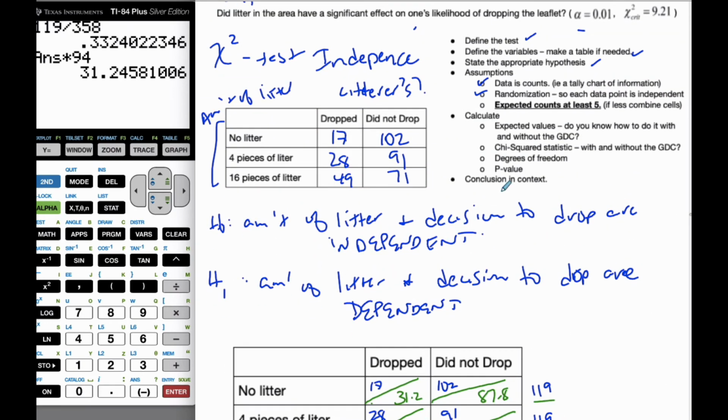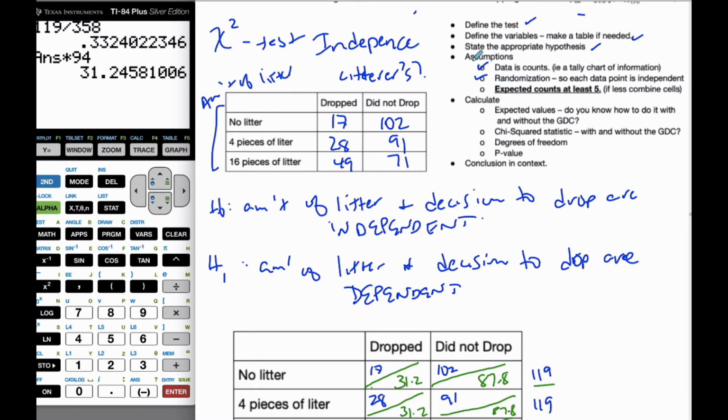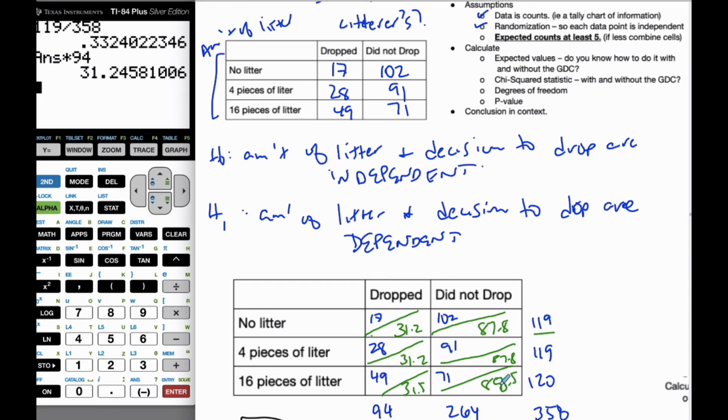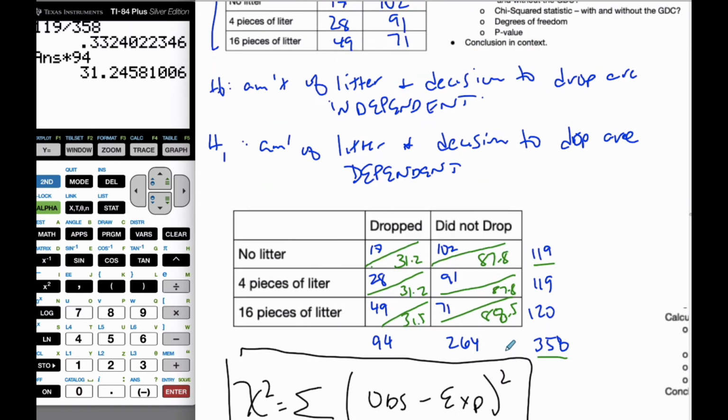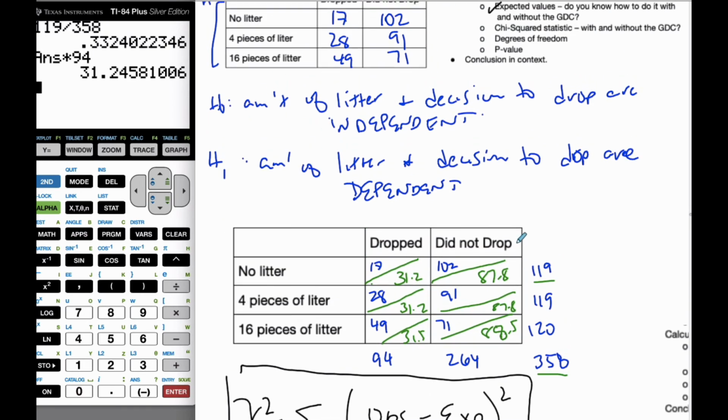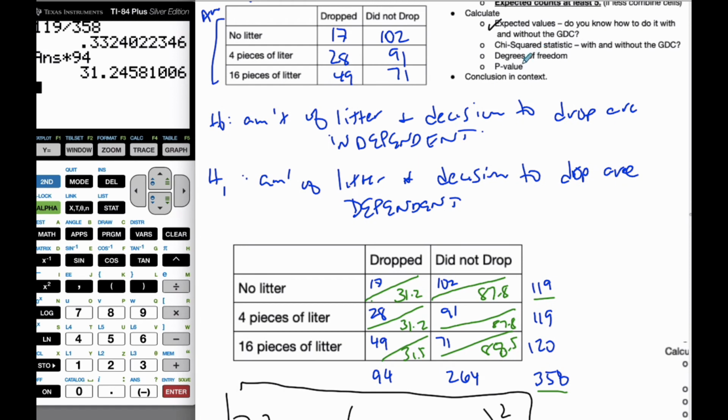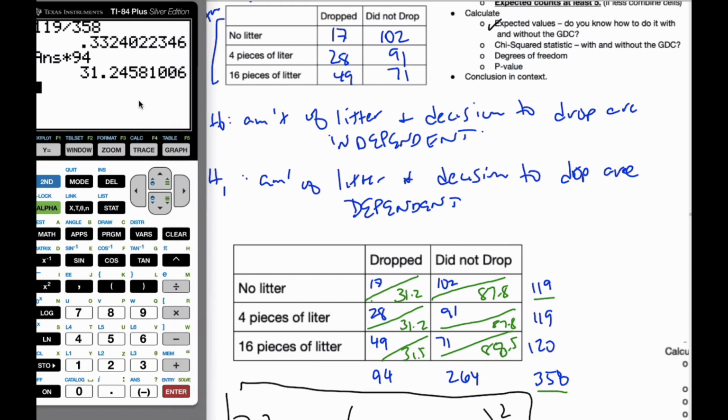And so I just want to talk about the expected values. My assumptions, expected counts are at least 5. And these are clearly at least 5. If they're not 5, we have to combine categories. So looking at our checklist, we can do the expected values now with and without a calculator. Well, I haven't shown you with the calculator yet. The chi-squared, we add these all up. And then degrees of freedom and our p-value. So now we're going to go to our calculator.